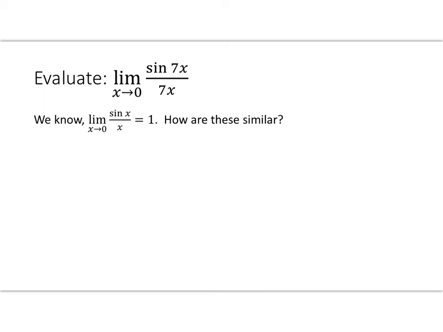So in this case, we want to evaluate the limit as x approaches 0 of sine of 7x all over 7x. Well, we know from that last slide that the limit as x approaches 0 of sine x divided by x is equal to 1. Well, remember, x is a variable. I don't know what's in that. So for all I know, I could have written this as the limit as x approaches 0 of sine diamond over diamond.